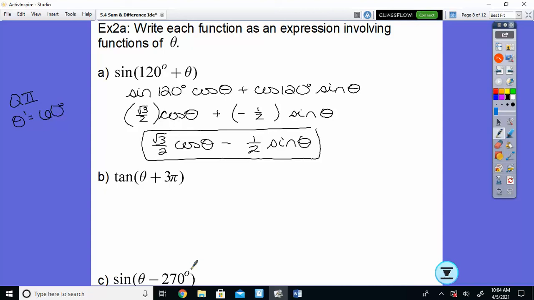B. Tangent of theta plus 3 pi. So it's the tangent sum formula. So tangent of the first plus tangent of the second over 1 minus tangent of the first tangent of the second.